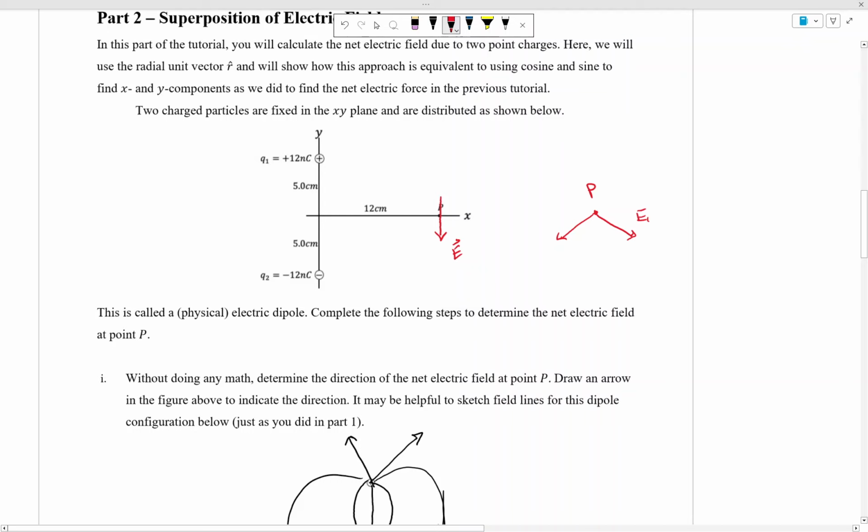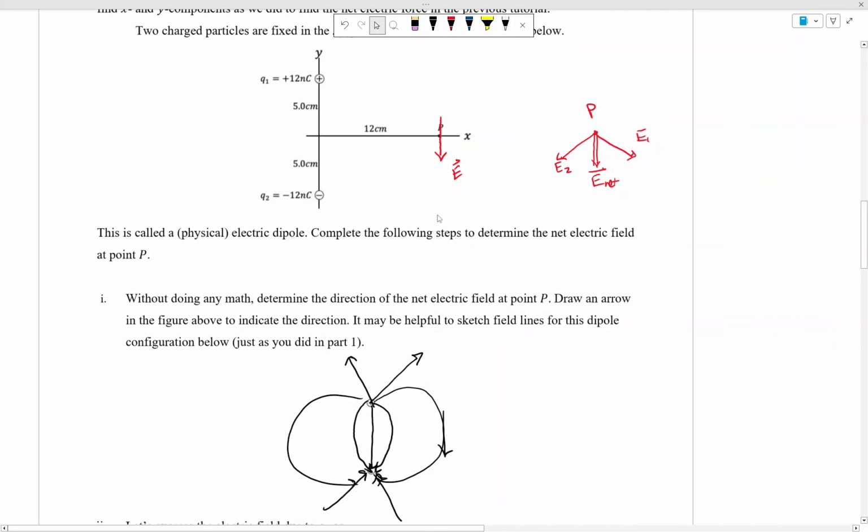Now, if our drawing was really good, it would be very clear that the x components of that are going to cancel, but the y components are going to add. And so the cartoon drawing would show us that the net electric field would point down as well. So this is just another alternate way to think about it. So we can reason out the direction for E, the net electric field at point P.